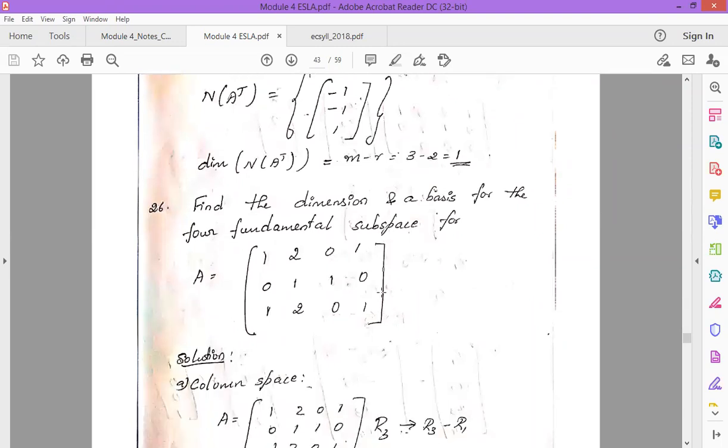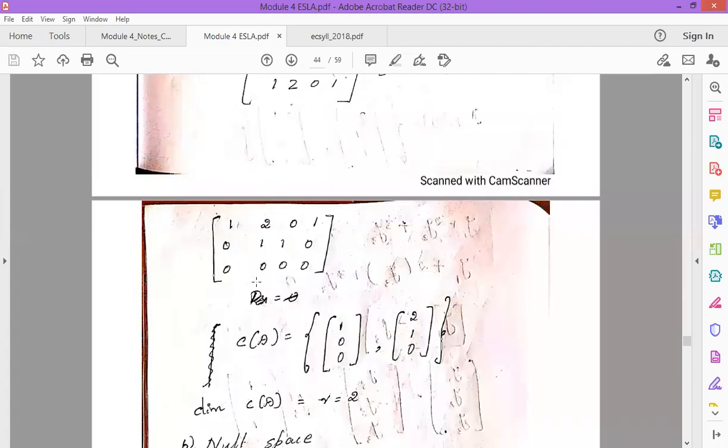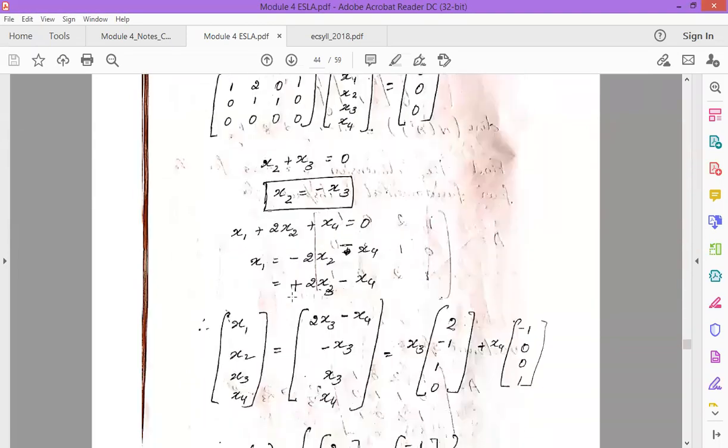Similarly, you can have some more problems. Here a similar problem is given: find the dimension and the basis for the four fundamental subspaces. Once again, consider this matrix and just go on with the methods. I will be sending these notes. You just work on this, and if you have any doubt, you can contact.